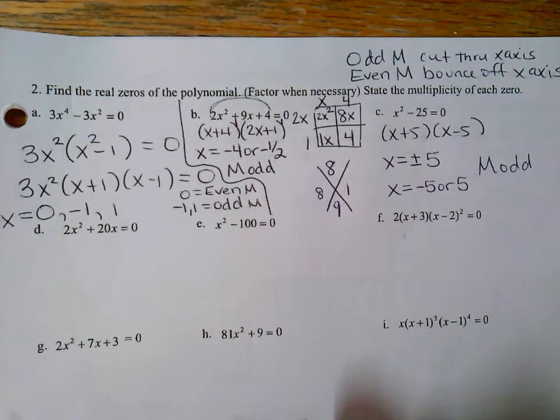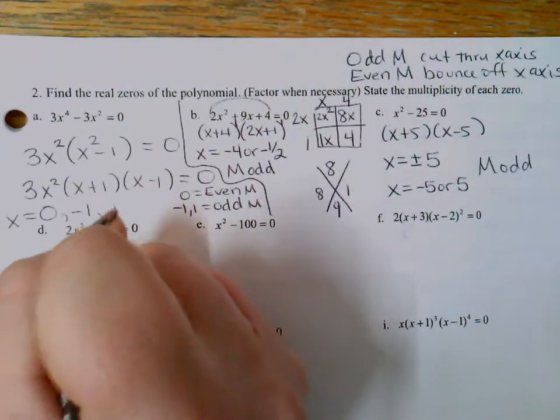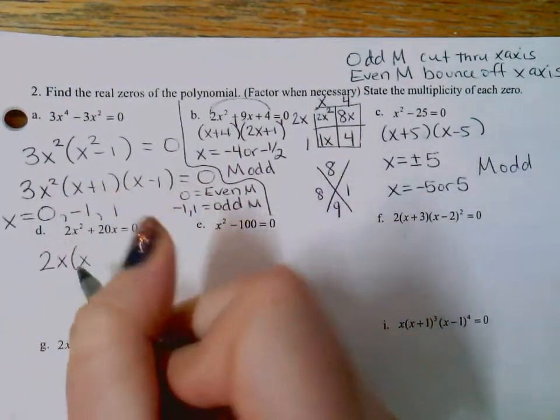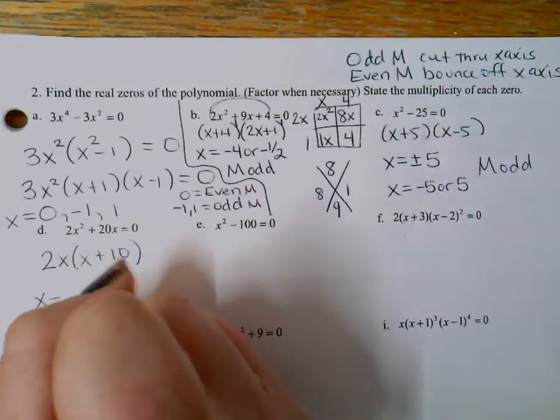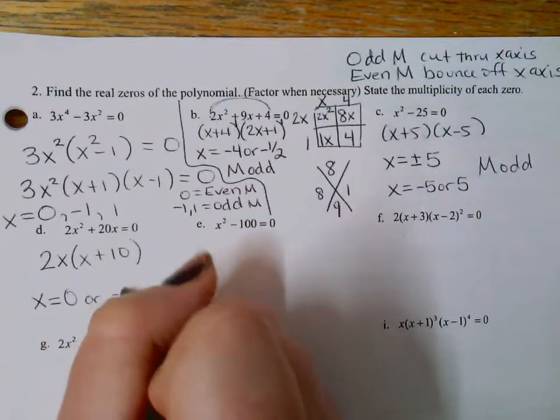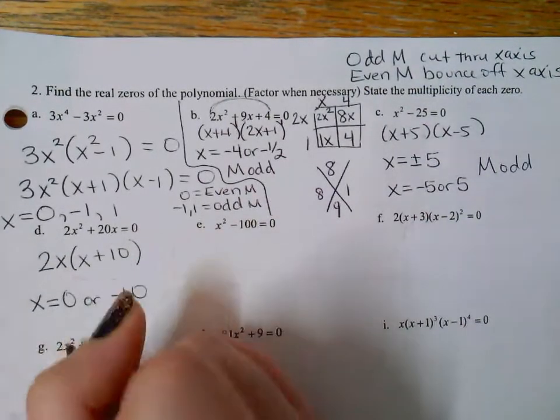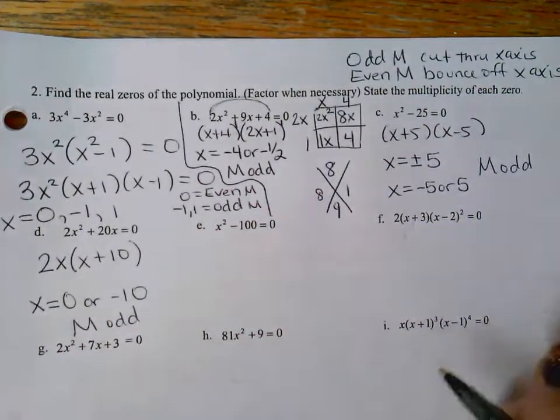Part D looks like greatest common factor. So you always check for greatest common factor first. I would factor out a 2x. I have x plus 10 left. So x can either equal 0 or -10. Again, they only appear once, so they both have a multiplicity that's odd.